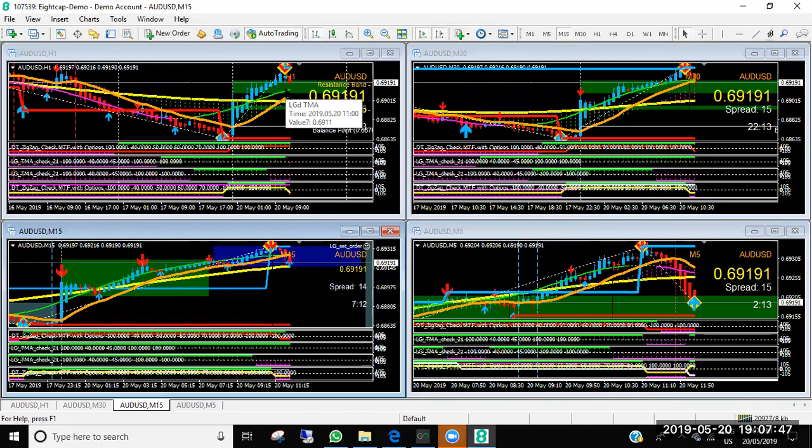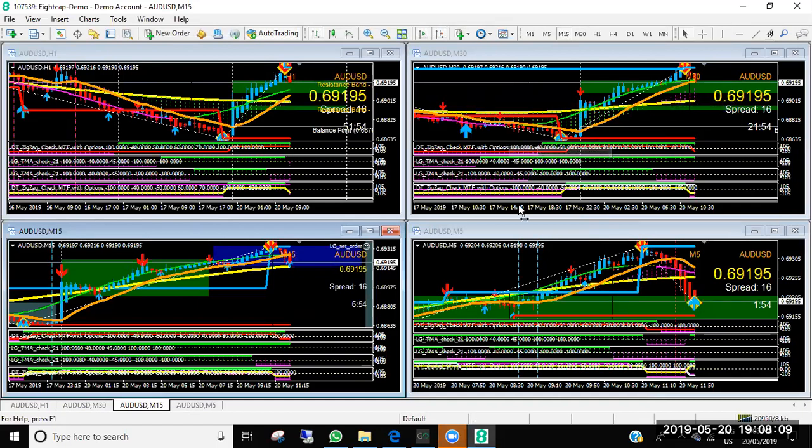Okay, that's better. So we can see in the H1 top left hand corner, the H1 solid green center line, M30, solid green center line, yeah. So these still have upward pressure.